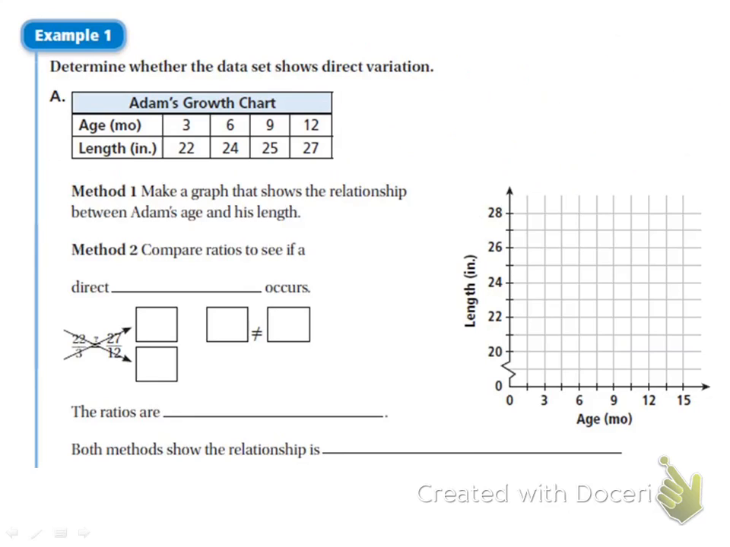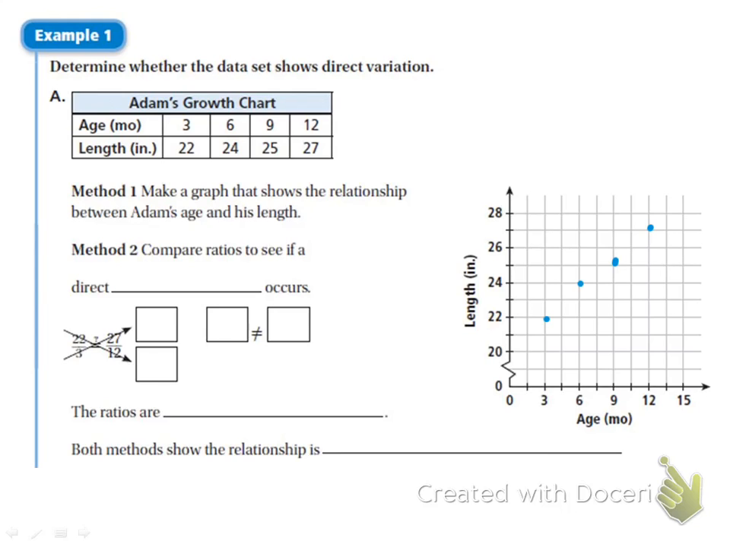Example number 1. Determine whether the data set shows direct variation. So method 1, we're going to make a graph that shows the relationship between Adam's age and his length. So at the age of 3 months, he was 22 inches, so we're going to put a dot where it says 3, 22. At 6 months, he was 24 inches. At 9 months, he was 25 inches. And at 12 months, he was 27 inches.